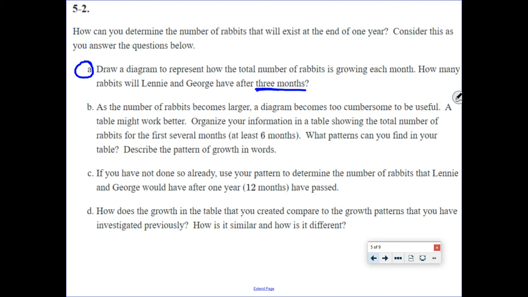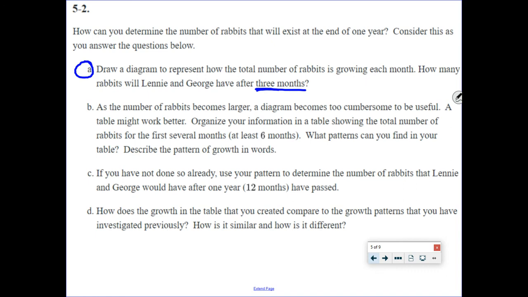And so here's what you're going to do. I'm going to stop here. You are going to finish this problem for homework. You're going to make a table of the number of rabbits. Then you're going to, for 6 months, try to find a pattern. Then letter C, if you have not done so already, use your pattern to determine the number of rabbits that Lenny and George would have after 1 year has passed. And then how does the growth in the table that you created compare to the growth patterns that you have investigated previously? How is it similar and how is it different?